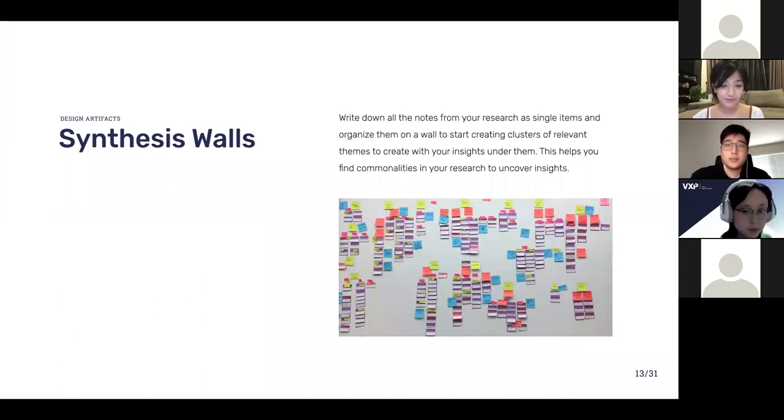In more detail, for affinity diagrams or synthesis walls, we write down all the notes from our research into single items and organize them into relevant themes, either on a wall digitally or physically. This allows us to see the bigger picture of what the problem is, but also focus in on very specific issues, like how people are behaving or what the environment's like.